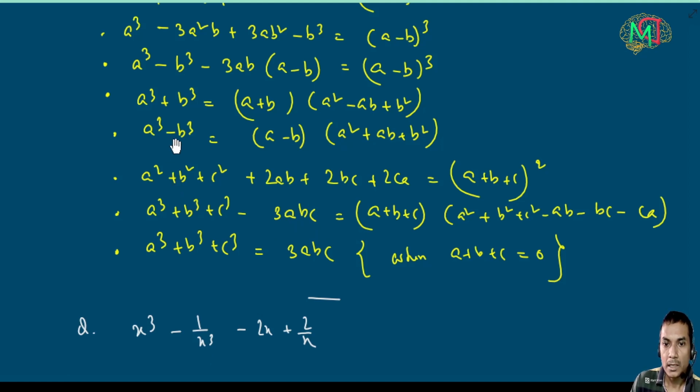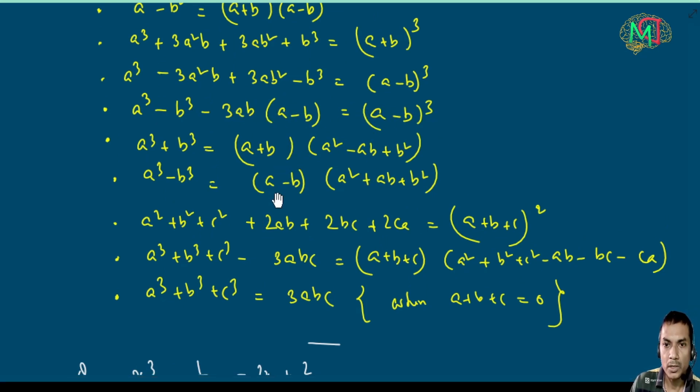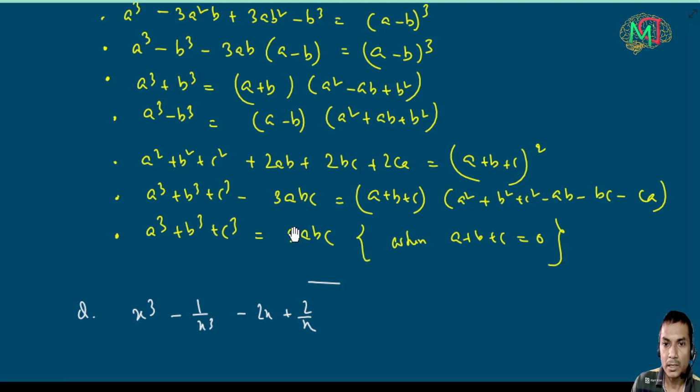The identity is a cube minus b cube minus 3ab into a minus b is equal to a minus b whole cube. We cannot apply this formula because there is no 3 available here, correct? We cannot apply this formula, so we have to apply a different identity. First we apply the a cube minus b cube identity.